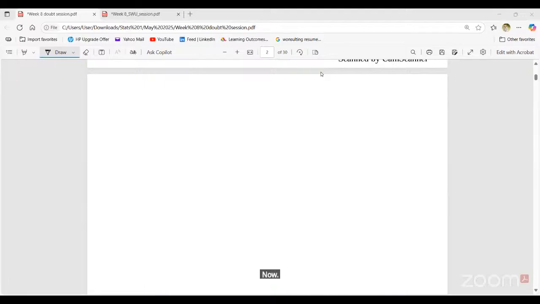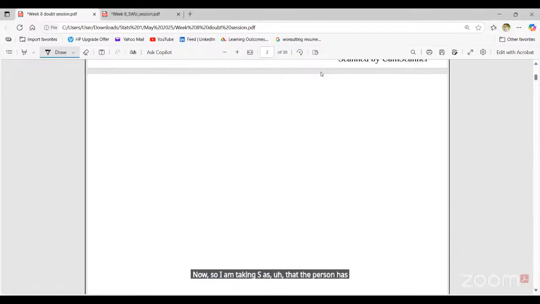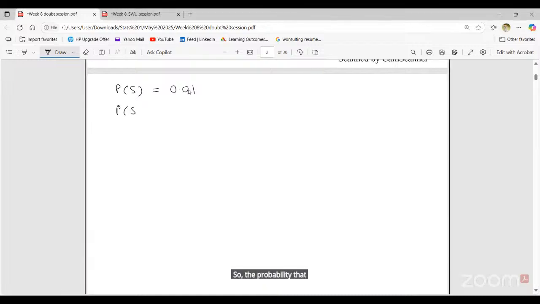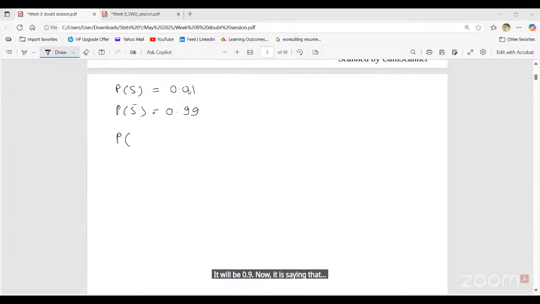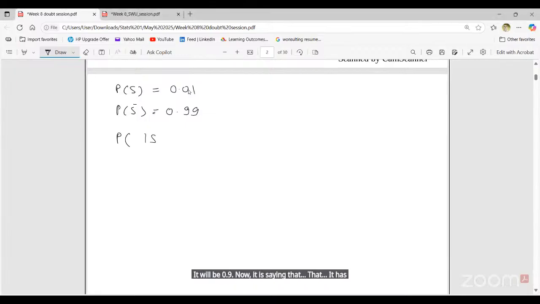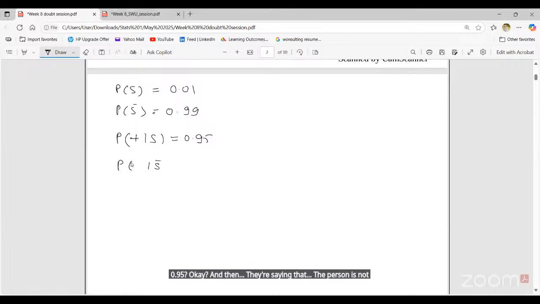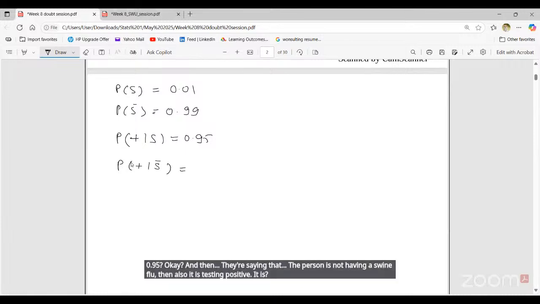Now I am taking S as the event that the person has swine flu. What is the probability of a person having swine flu? It is 0.01, correct? Yes, ma'am. So the probability that he doesn't have swine flu is 0.99. Correct? Now, it is saying that if he has swine flu, he tests positive with probability 0.95. And if the person does not have swine flu, he still tests positive with probability 0.02. Correct?